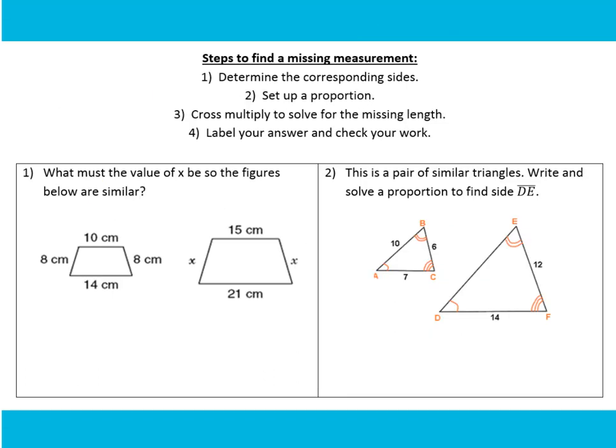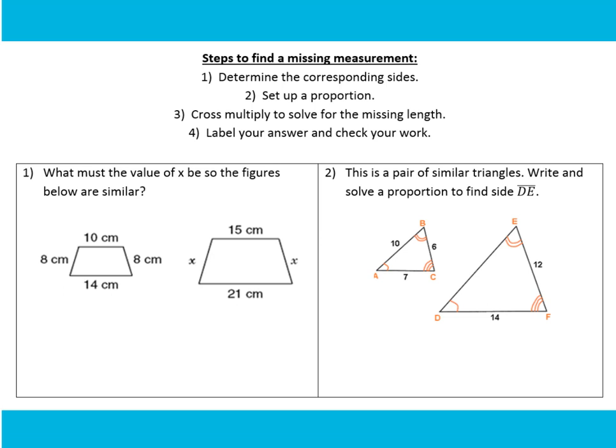In our last set of examples here, it says we have the steps to find a missing measurement. So you would have to determine the corresponding sides first, set up your proportion, cross multiply to solve for the missing length, and then label your answer and check your work. So in this first one, we have: what must the value of x be so that the figures below are similar? And remember, for figures to be similar, their sides are proportional.